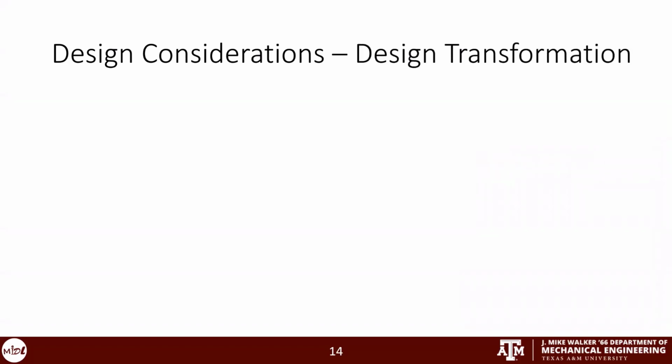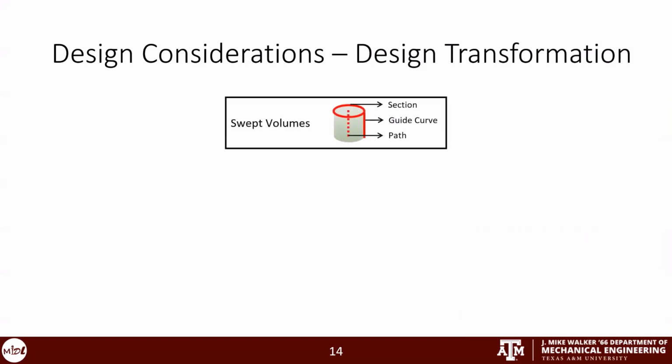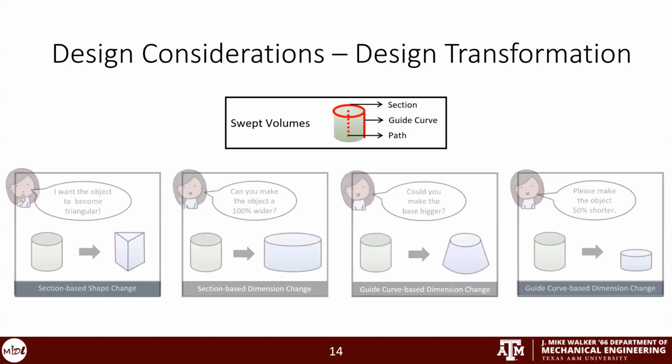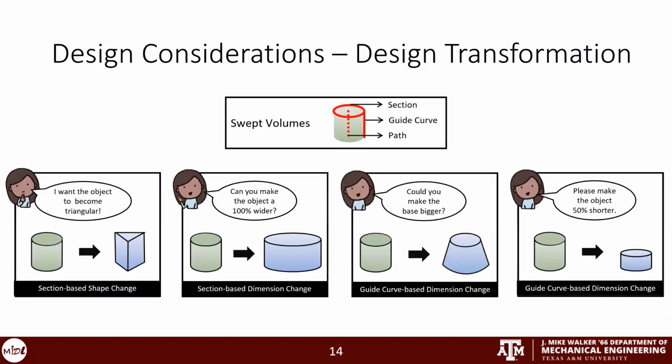Our next task was to convert the machine-understandable commands into 3D design transformations. For this, we used swept volumes as a geometric modeling technique, as they provide a convenient way to make design modifications by changing their constitutive curves, which comprise the section, the guide curve, and the path. Using swept volumes, we were able to allow sectional-based shape and dimension changes, and also guide curve-based dimension changes.